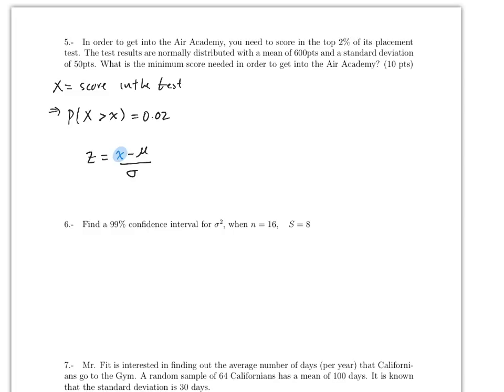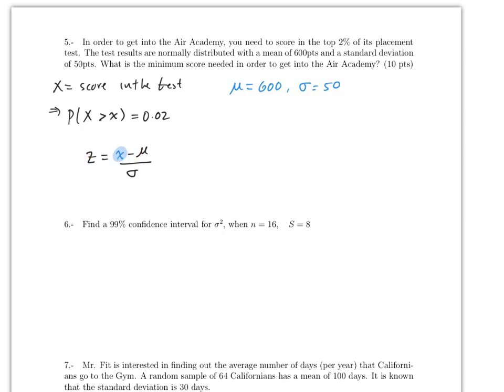Now, the question gives you the following information. It tells you that it's normal, which is very important. It tells you that mu is 600 and the standard deviation is 50. So the question is telling you pretty much how much this is, how much this is. This is what you're trying to find. Without knowing this, you will never figure out what x is.